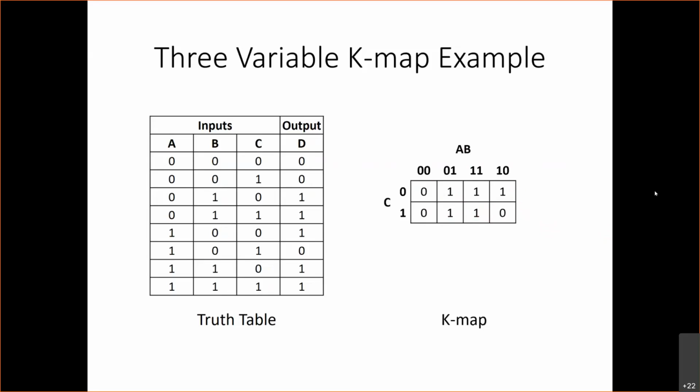Someone's asking whether we can combine A and C on one dimension and put B on the other dimension. Yes, absolutely. You can do that. You can combine variables in any way that you like. It doesn't really matter because ultimately you will get the same result regardless of how you combine the variables.